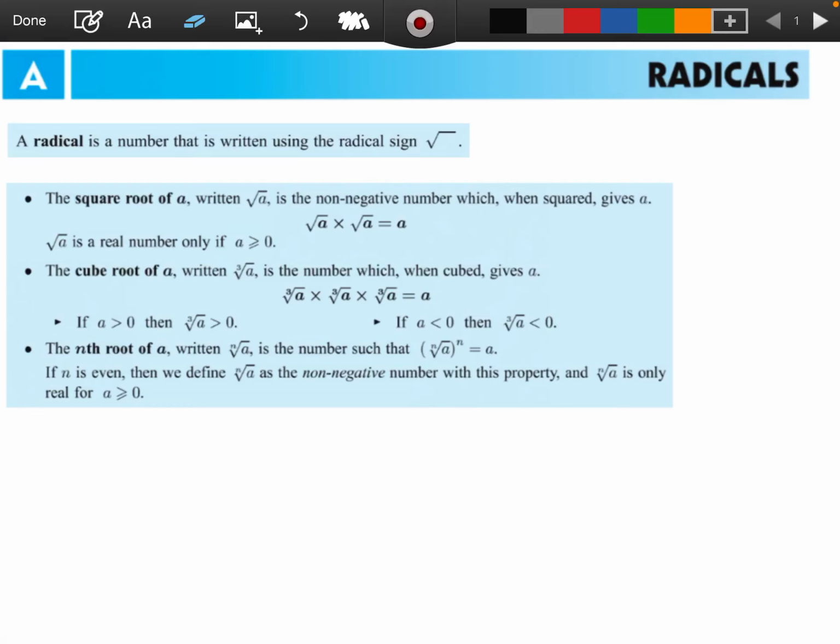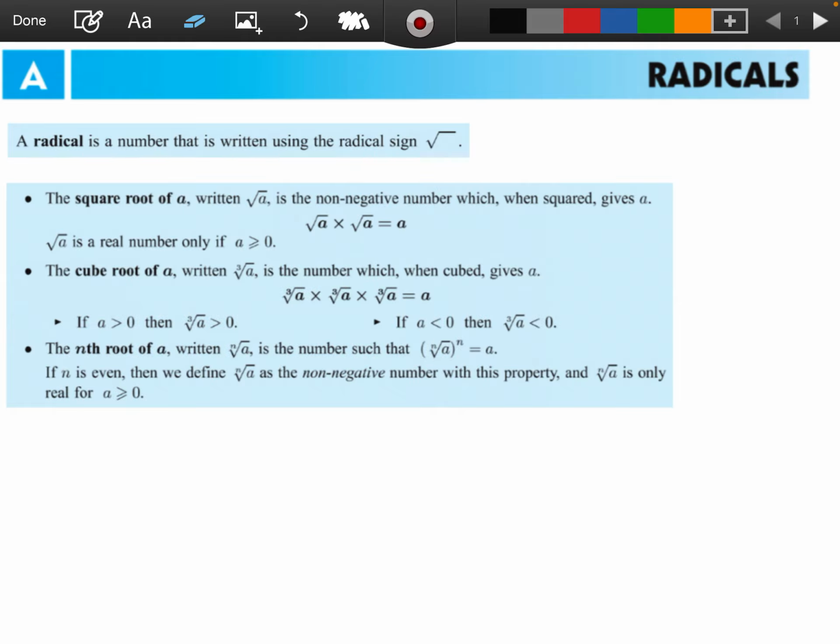Hi everyone. So this video is the first video in the surds and other radicals unit. So this first video will be just getting sort of familiar with some vocabulary words and learning a few key pieces about how radicals work.